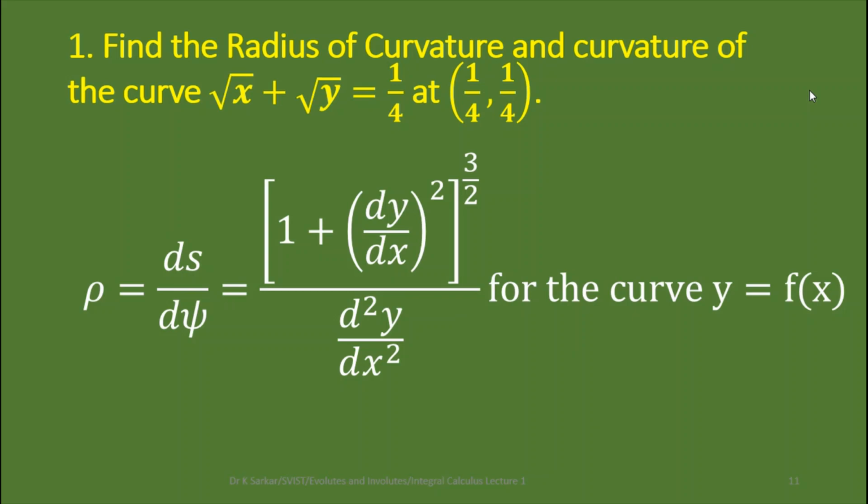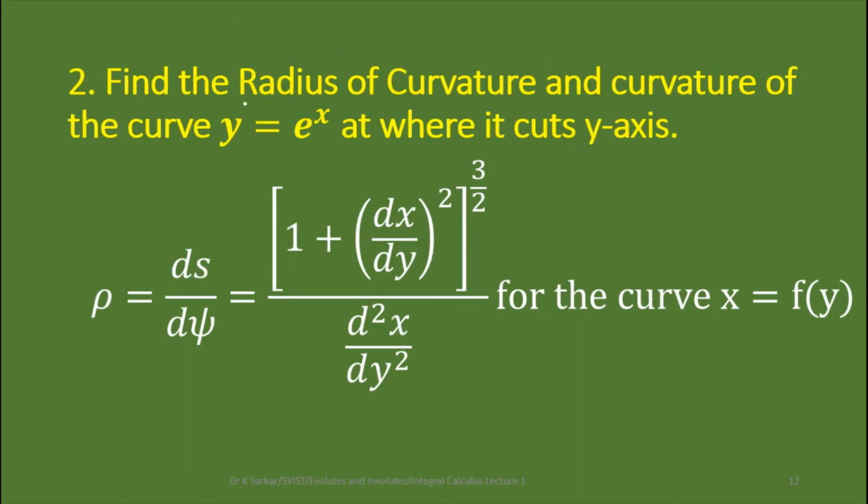Here is a question. Find the radius of curvature and curvature of the curve root x plus root y equals to 1 by 4 at (1/4, 1/4). So you can use this formula for the curve y equals to f(x) form and get the result.